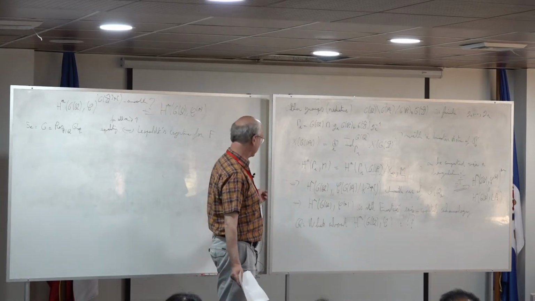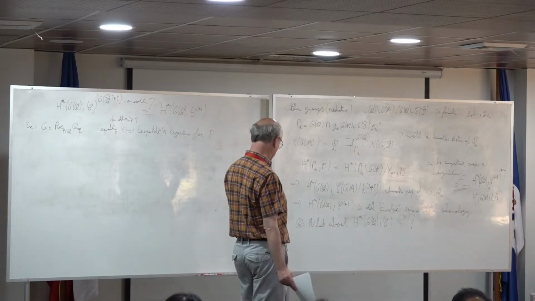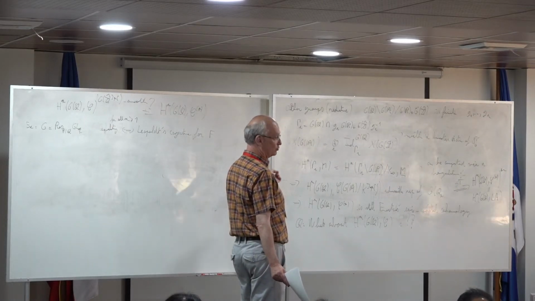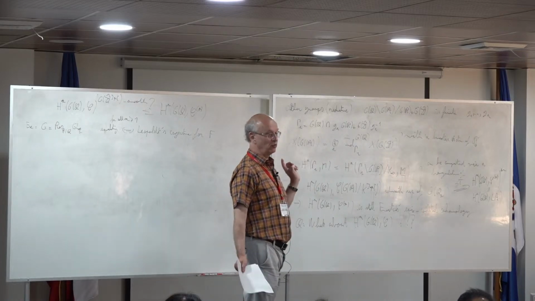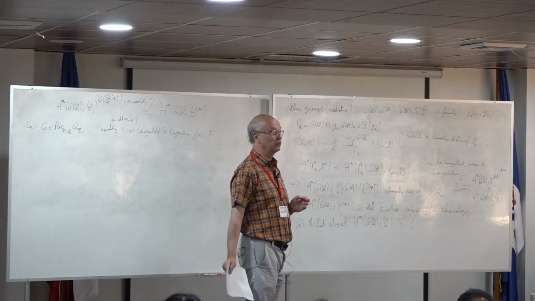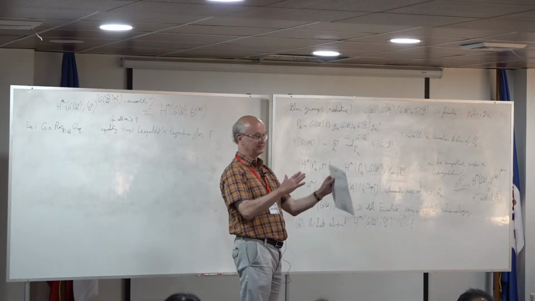But the reason why Emerton can actually prove anything is that we know something about p-adic local Langlands for GL2 of Q_p, but we don't know much for p-adic local Langlands for G of Q_p for any group other than GL2 of Q_p. So we are still in between.